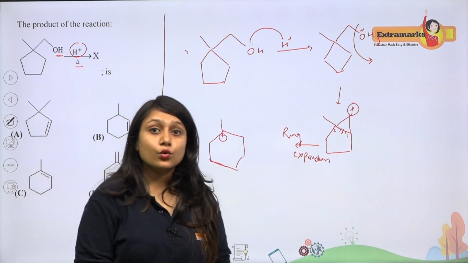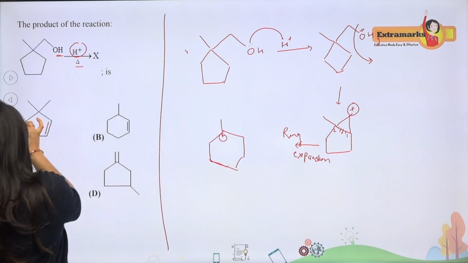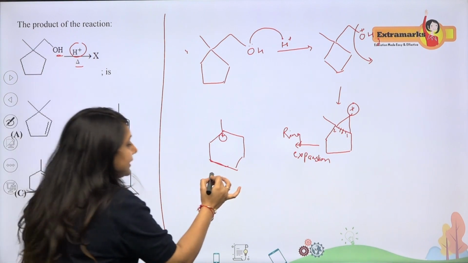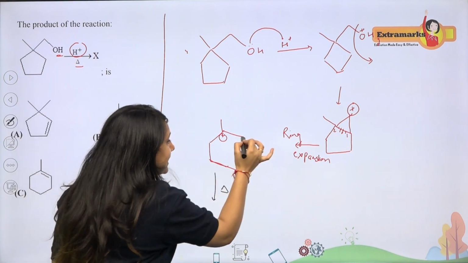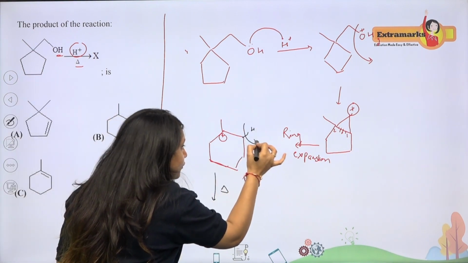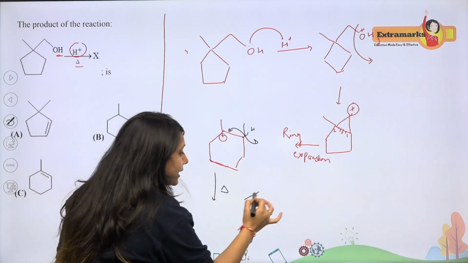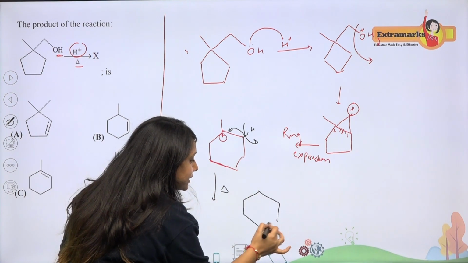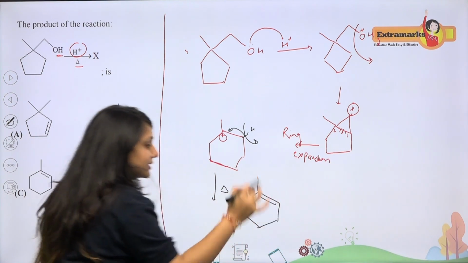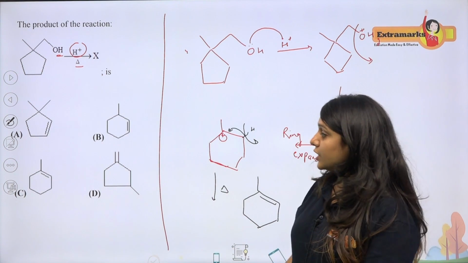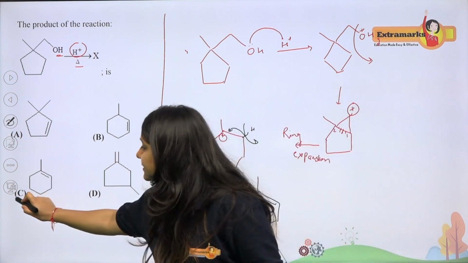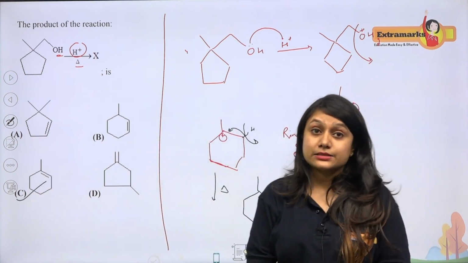Now, what we are doing after that, as you can see, heating is given. So after heating, what will happen? This H+ is removed from this particular place, and there is a formation of a double bond, as you can see here. So which is the correct choice? Which is the correct option out of these all? So as you can see, C is going to be the correct answer.